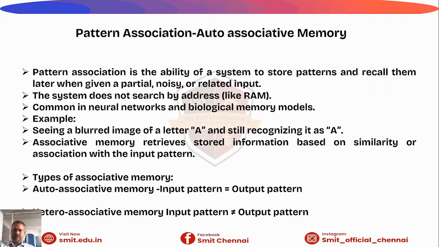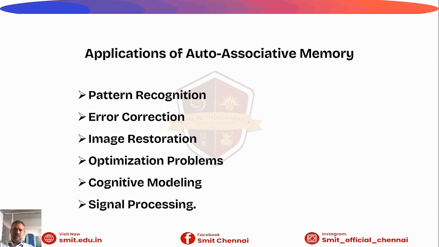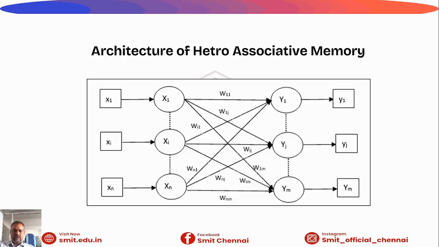There are two types of associative memory. Auto associative memory, where the input pattern is equal to the output pattern, and hetero associative memory, where the input pattern is not equal to the output pattern. The applications of auto associative memory deal with pattern recognition, error correction, image restoration, optimization problems, security or other authentication purposes, cognitive modeling, and signal processing for voice communication, natural language processing or sequential vein pattern analysis.